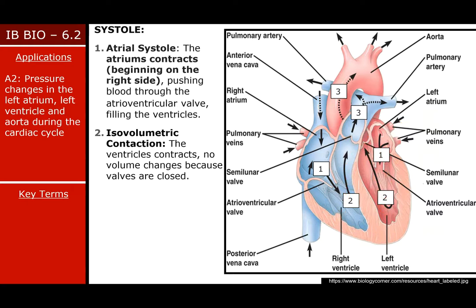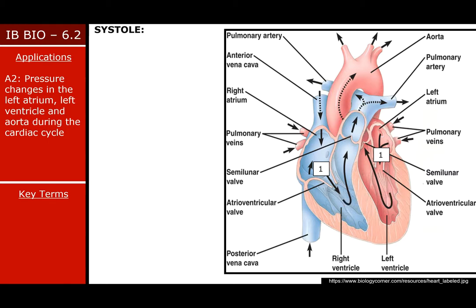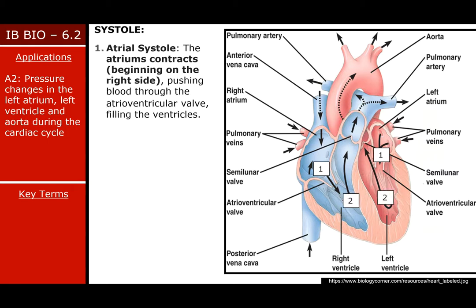Okay. So let's back up. Number one, atrial systole is when the atriums up here, these guys, contract. They push in, and that's going to push blood down into the ventricles.